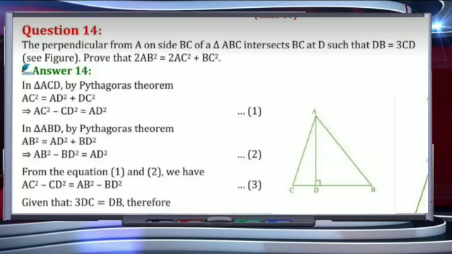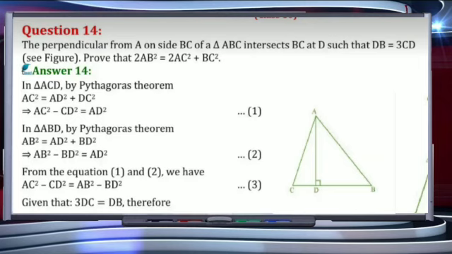In triangle ACD, AC square will be equal to AD square plus CD square. So this implies AD square will be equal to AC square minus CD square. Similarly, in the triangle ABD, AD square will be equal to AB square minus BD square. So we will compare the value of AD square from both the triangles. So we are getting AC square minus CD square is equal to AB square minus BD square.